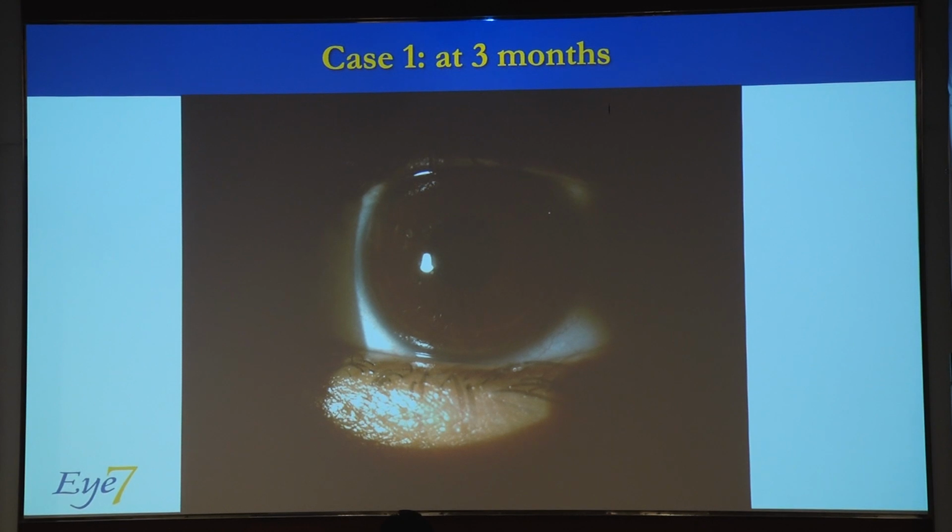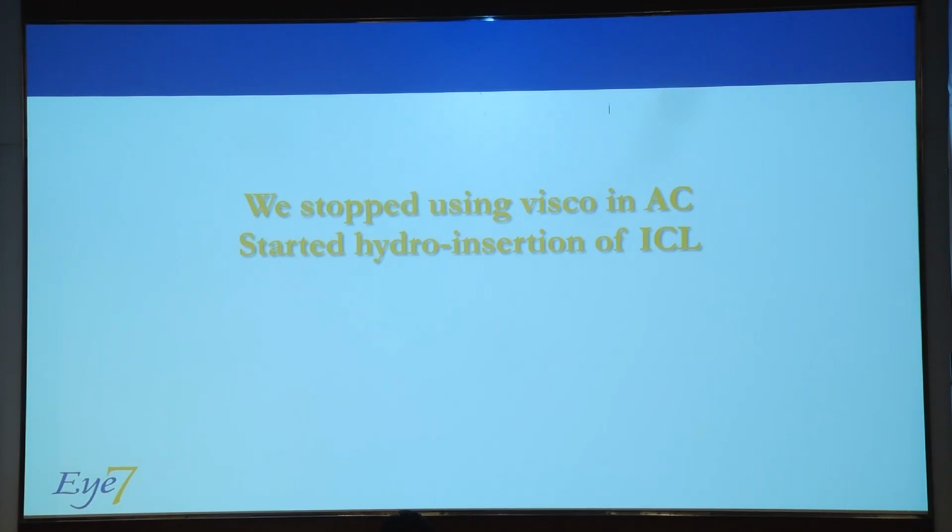We saw 3 to 4 such cases in a short duration, and we thought that if retained viscoelastic is the problem, then why not stop using visco and start using hydroirrigation for ICL implantation? So we started hydroimplantations.